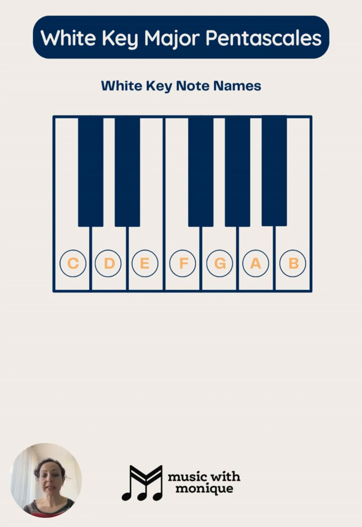The musical alphabet is A through G, and again, we start all over. So after 7 notes, on the 8th note, we're starting back at the same letter, and you can go ahead and mess around with that on your piano as well.